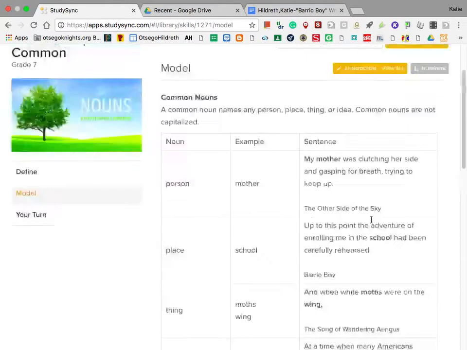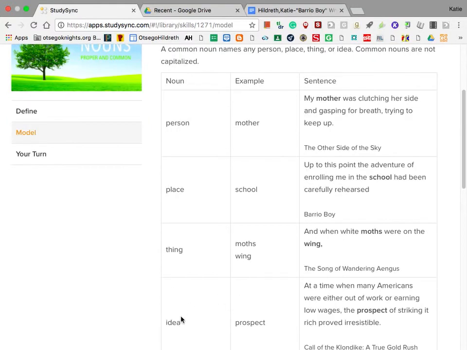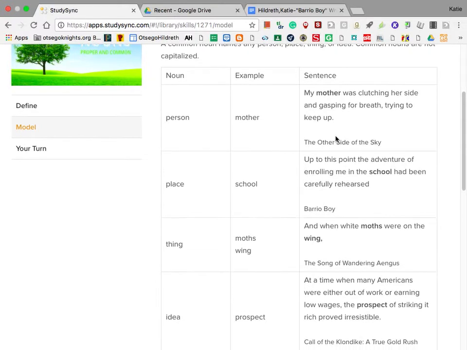So I know you're going to ask, okay, Ms. Hilders, what notes do we need for model? Here's what I would suggest. Put person, mother, place, school, thing, moth or wing, idea, prospect. You could put respect or love. So you should have a noun and an example. If you want to write the sentence, you can, but you don't have to, okay?